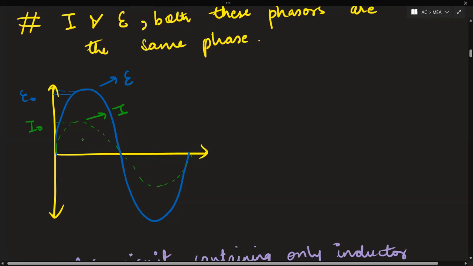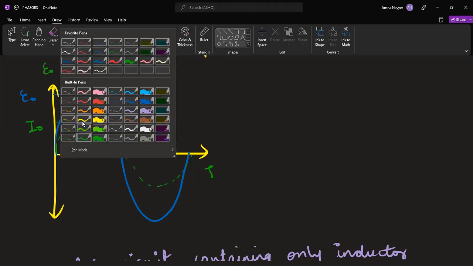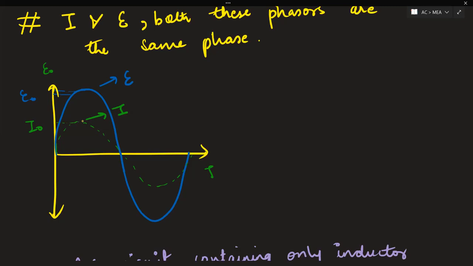So this is simply the E naught and I naught graph versus time. Here you can see there is no phase difference between them. This gap shows that both have different magnitudes. The maximum value of E naught is this, the maximum value of I naught is this, both magnitudes are different. But in phase, both are exactly in the same phase. This gap shows the magnitude, but there is no phase difference between them. If there had been any phase difference, I would have started current from here and EMF from here. This is just the difference that is coming.